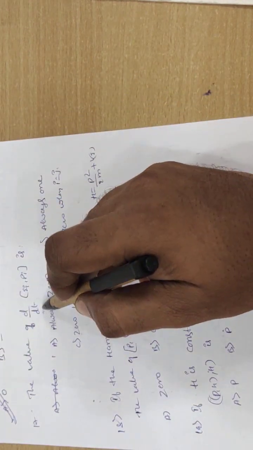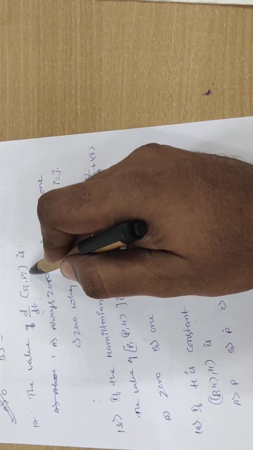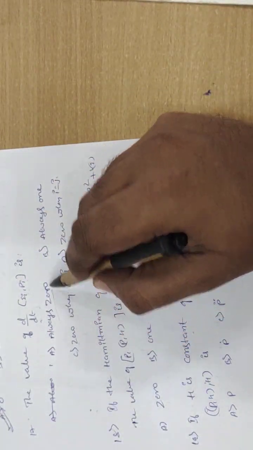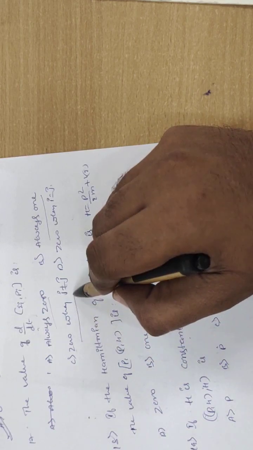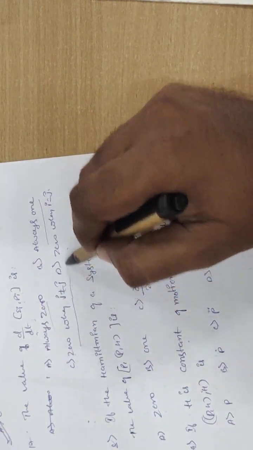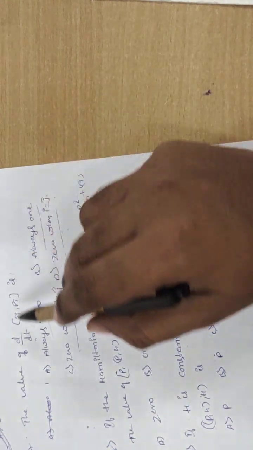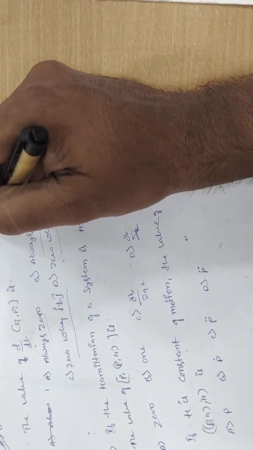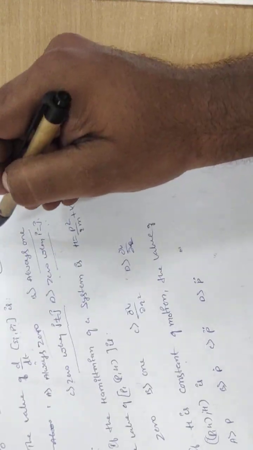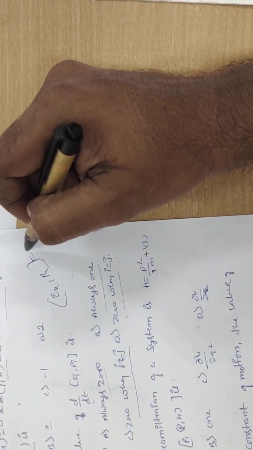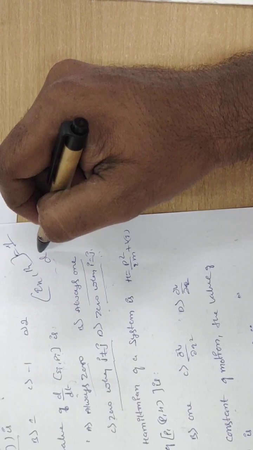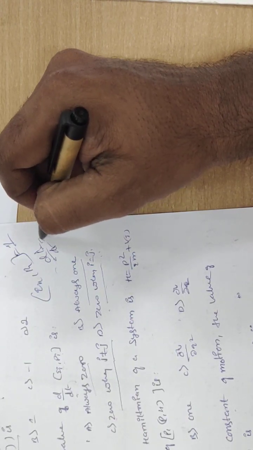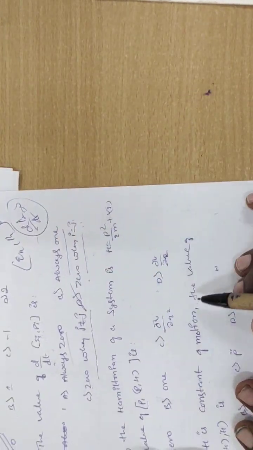Next, the value of d by dt of [qi, pi] is always 0, or 1, or 0 when i is equal to j, or i is not equal to j. So which is 0 when i is equal to j? Because if i is equal to j, it is like [qx, px], and we will get [qx, px] is nothing but 1. So differentiation of a constant with respect to time is 0. So option D is correct.